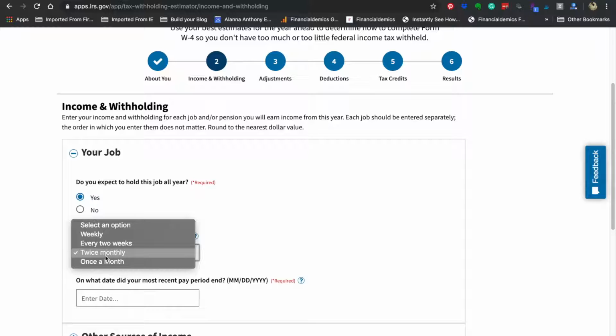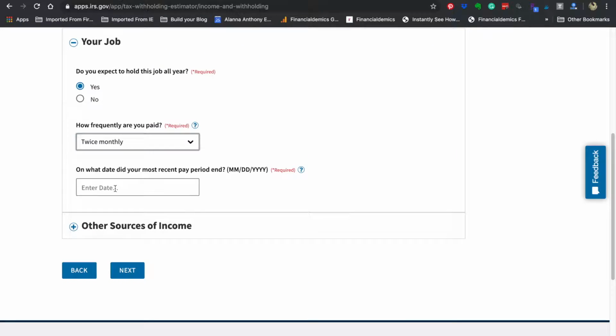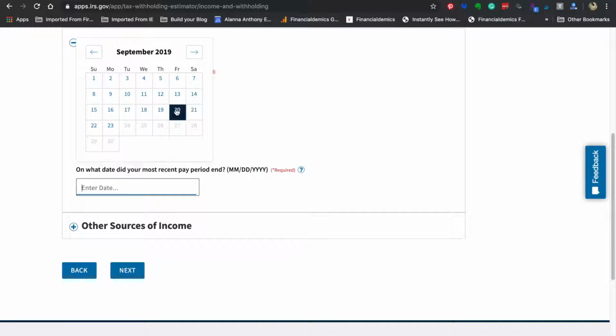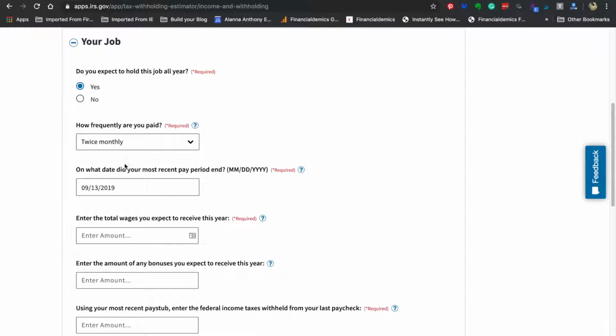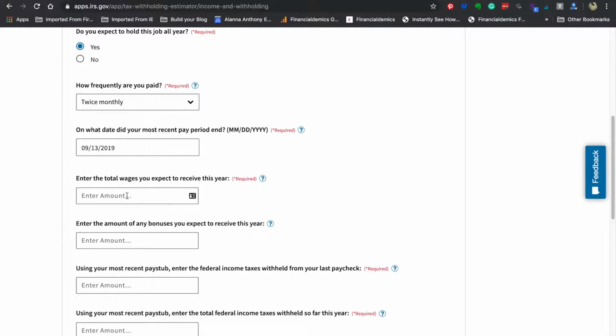As you can see, they have all the choices here, so you pick the one that actually applies to you. Twice monthly is for those people who typically get paid on the 15th and the end of the month. This person gave me their most recent pay stub. So their last pay stub was on the 13th of this month.